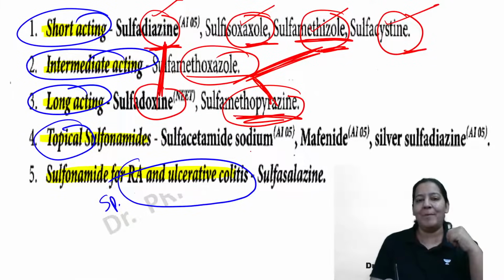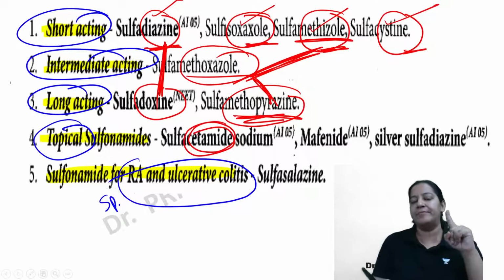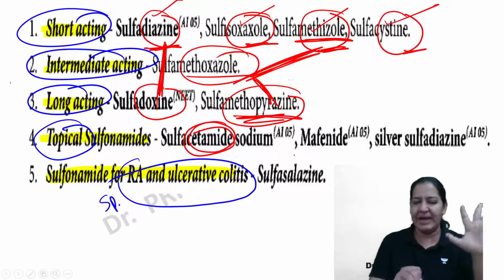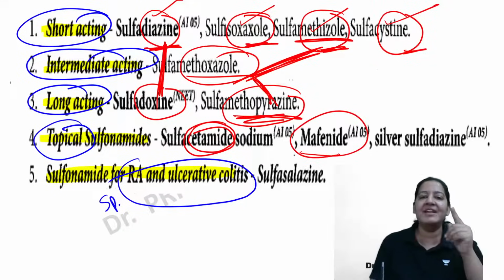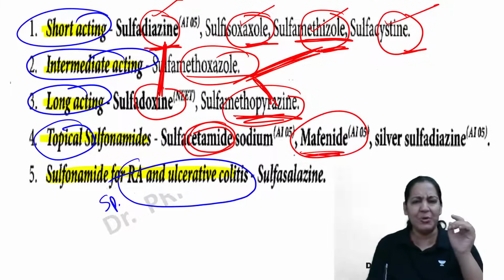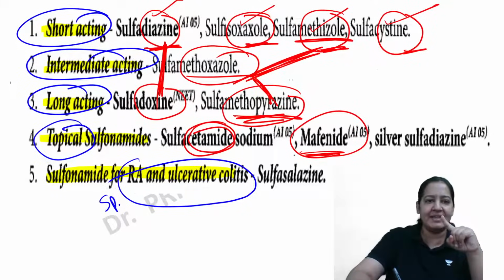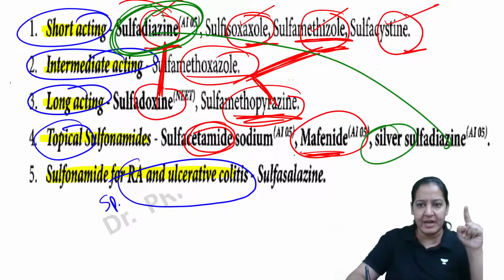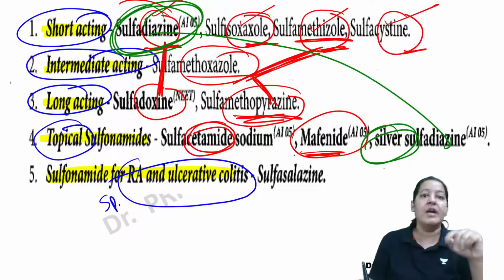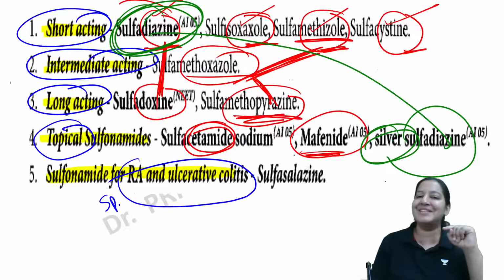Coming on the topical, they are easy to identify. In the topical, one is sulfacetamide sodium. So acetamide is nowhere else. It is unique. So you will identify it. Sulfacetamide sodium. Mafenide is not starting from sulfa. So it is also unique. You will identify that it is the topical one. The third one is the short one only. Sulfadiazine. The same sulfadiazine. Can you see this one? The same sulfadiazine, but we are adding silver in that. If we add silver in that, it will become topical. If only sulfadiazine, it is short acting. But sulfadiazine along with silver, it is topical.